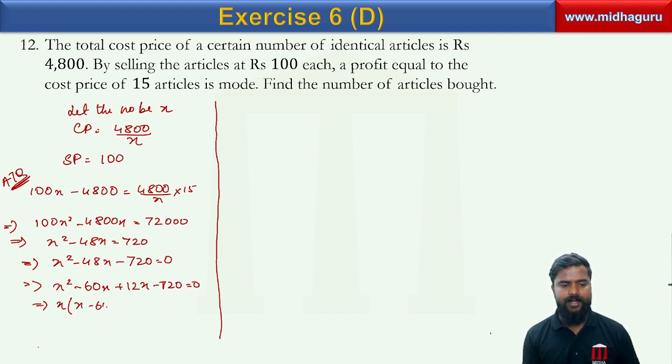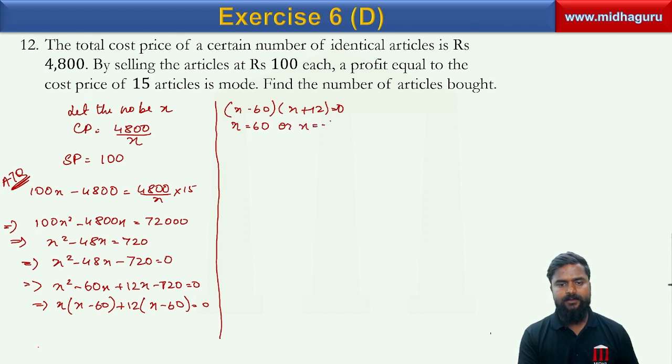So I take x as common, I get x minus 60. Then I take 12 as common, again I get x minus 60. So x minus 60 into x plus 12 is equal to 0. So x is either equal to 60 or x is equal to minus 12. Again, we took x to be the number of articles, so the number of articles cannot be negative. So the number of articles is 60.